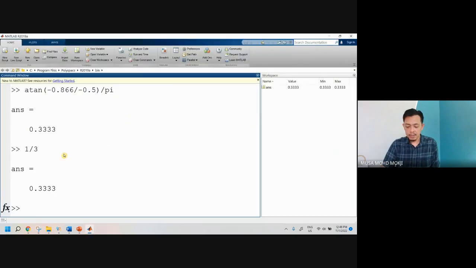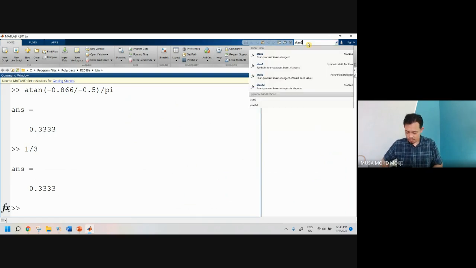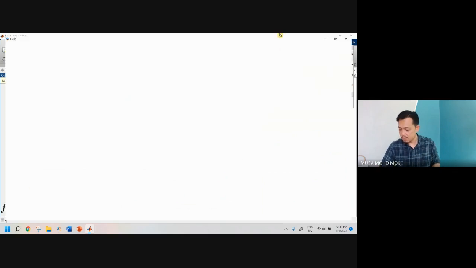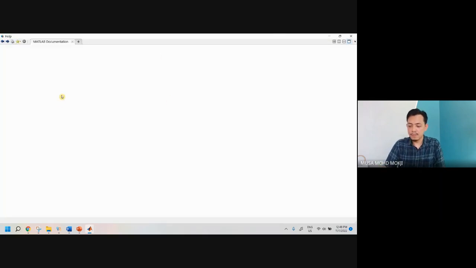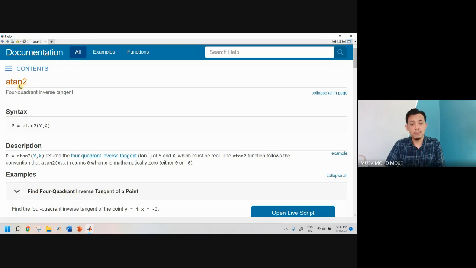And in MATLAB, if you want a full calculation on the 4 quadrants, you don't use ATAN. You're supposed to use ATAN2. Do not use ATAN alone. You need to use this version, ATAN2, because it will do a 4 quadrant inverse tangent. ATAN only covers 2 quadrants, the first quadrant and the fourth quadrant, not the whole quadrant.